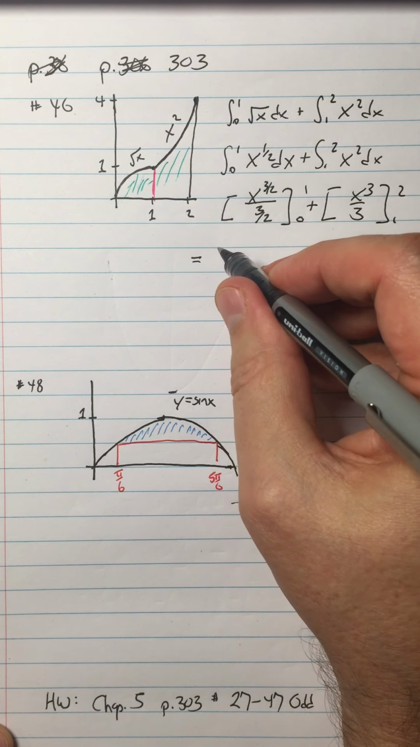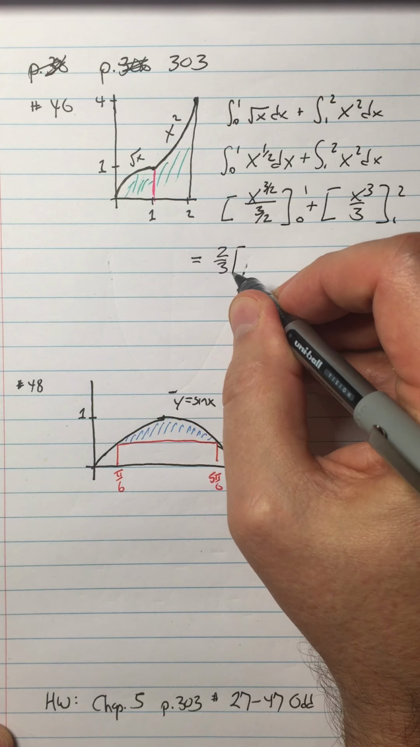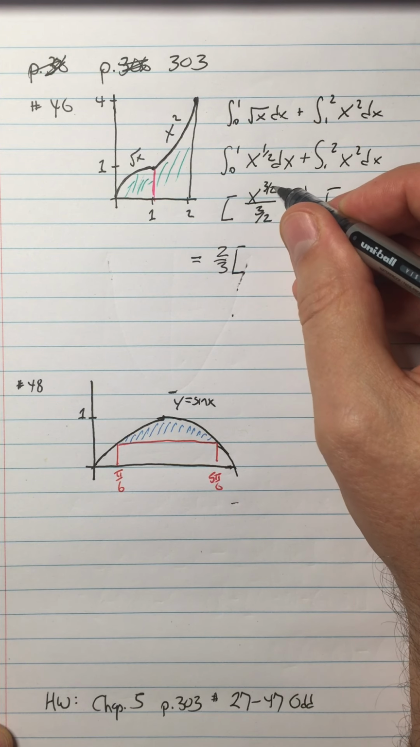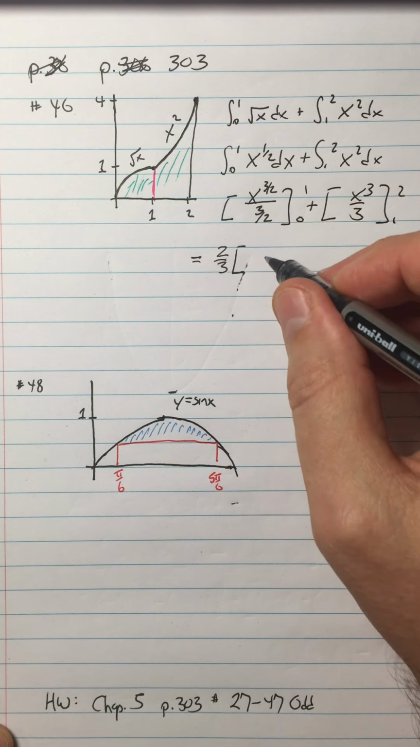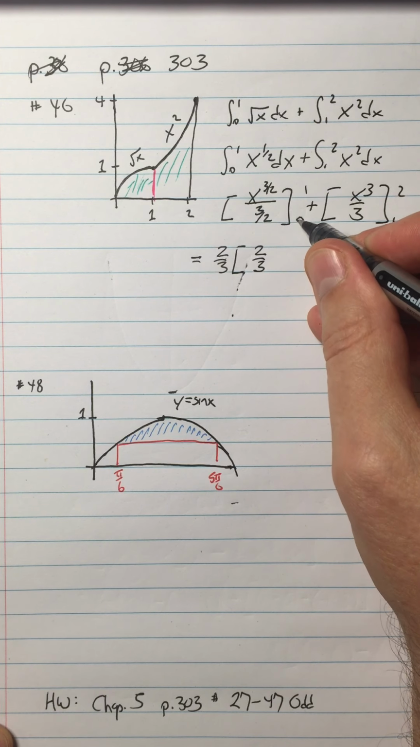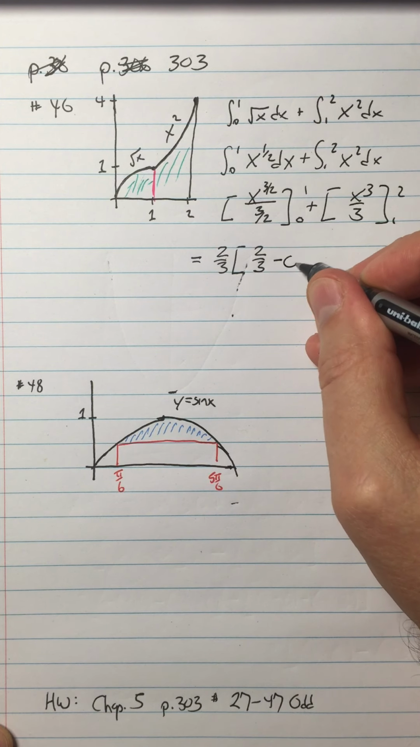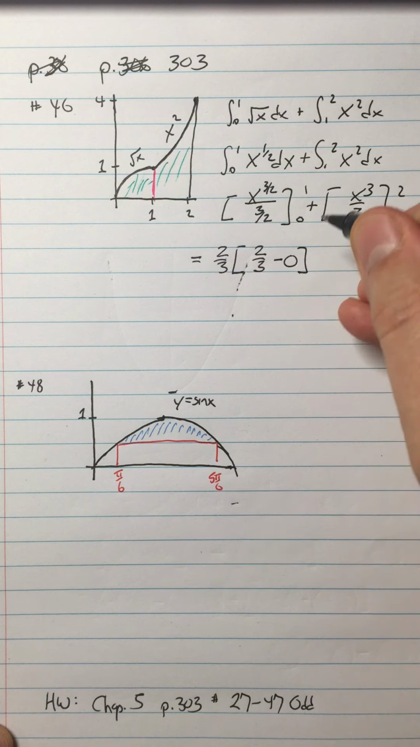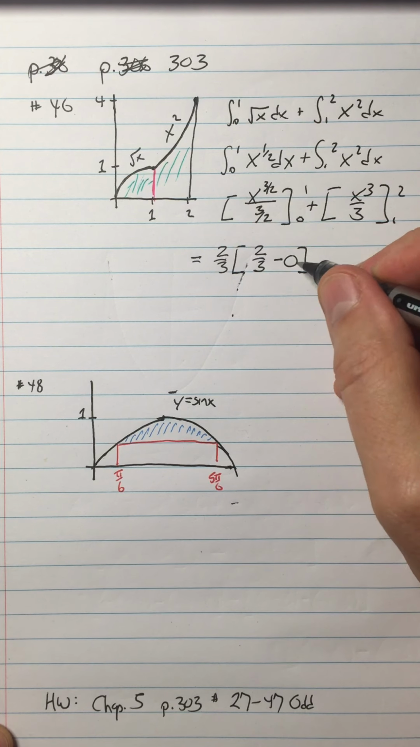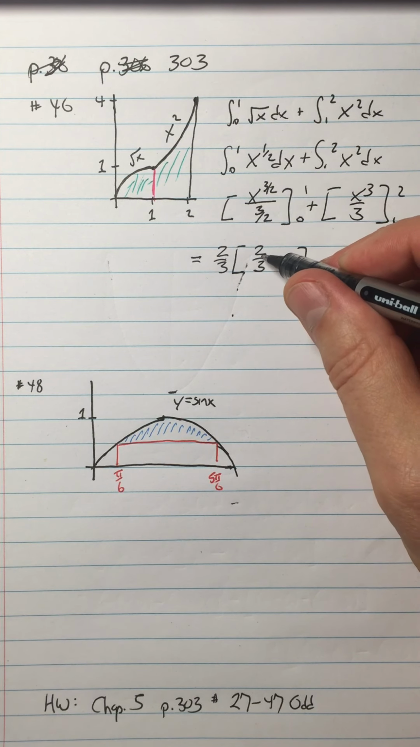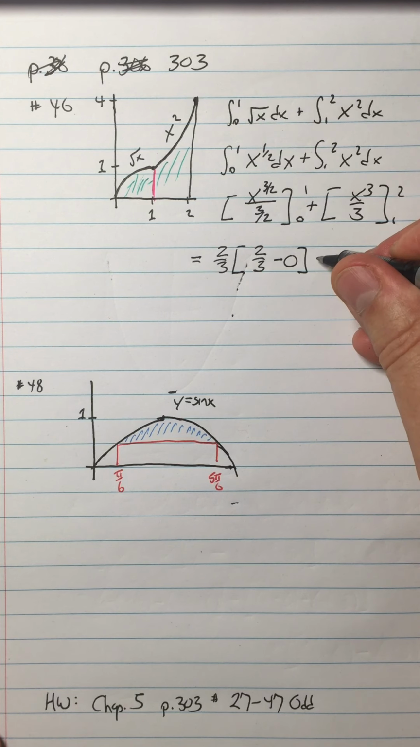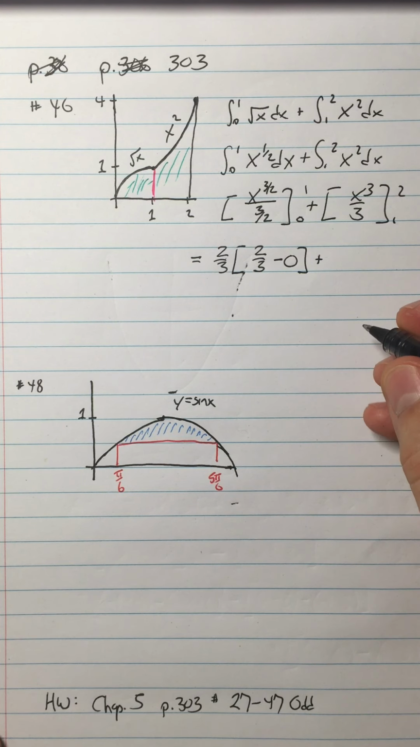All right, so this is going to be 2/3 times. So first I'm going to put in the 1, and I'm going to get 1 over 3/2, which is equal to 2/3. And then I'm going to put in the 0, and I'm going to get 0. So I don't have to write the minus 0, but I like to write it to remind myself as I'm checking the work back, like, oh, did I really put in the 0? Yeah, I did. Because sometimes you put in 0, you're not going to get 0.